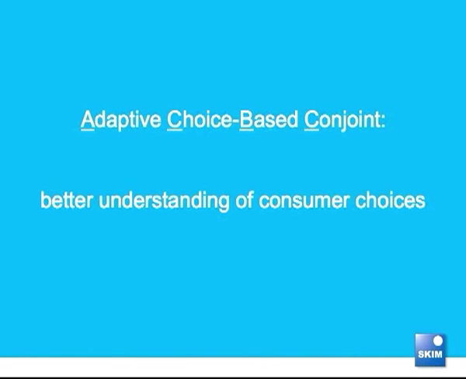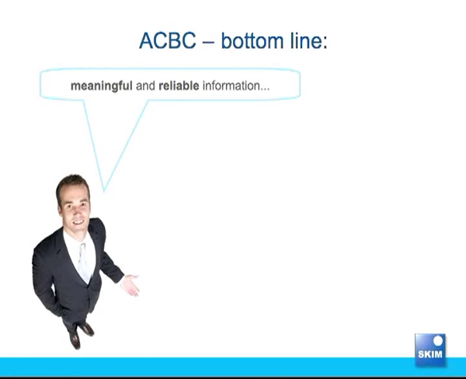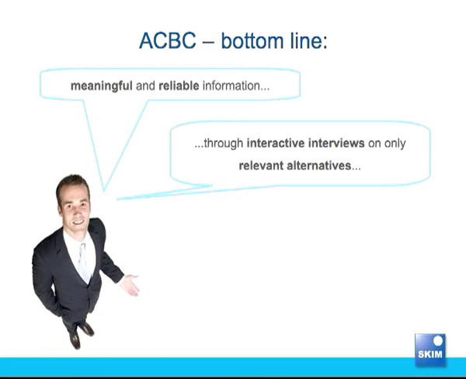In the next few minutes, I will tell you how Adaptive Choice-Based Conjoint, or ACBC, leads to a better understanding of consumer choices for your market research. Using ACBC ensures that marketing decisions are based on only meaningful and reliable information. The key is engaging interactive interviews that offer respondents only those alternatives which are relevant.